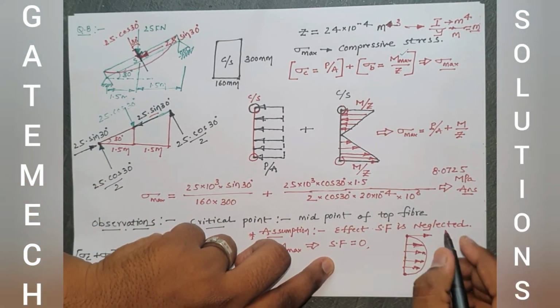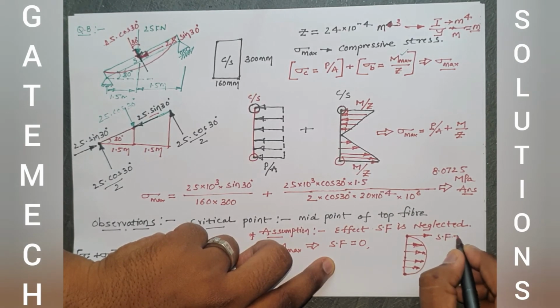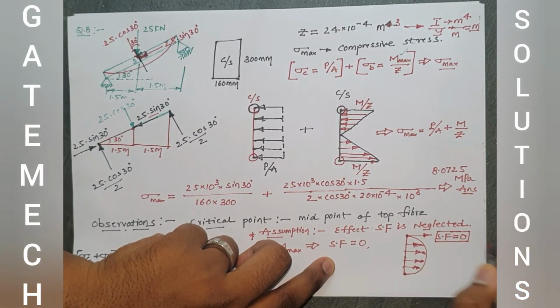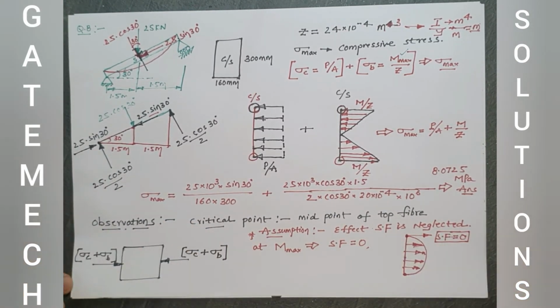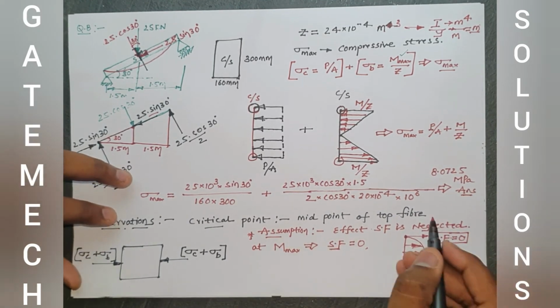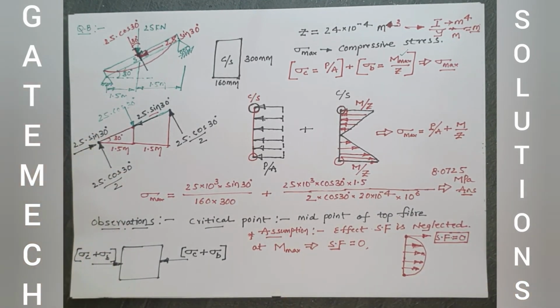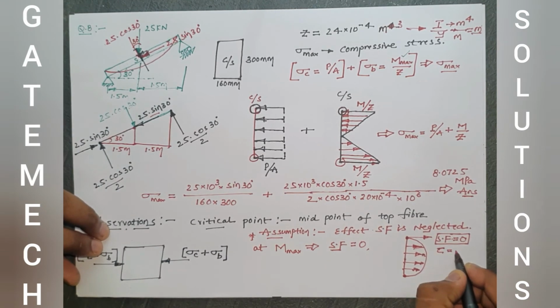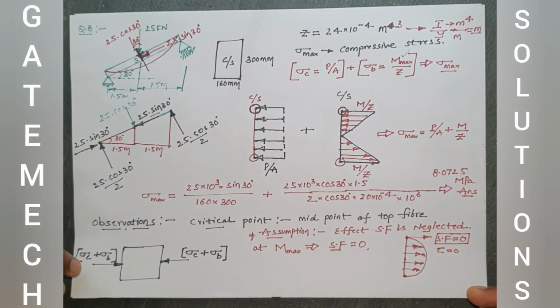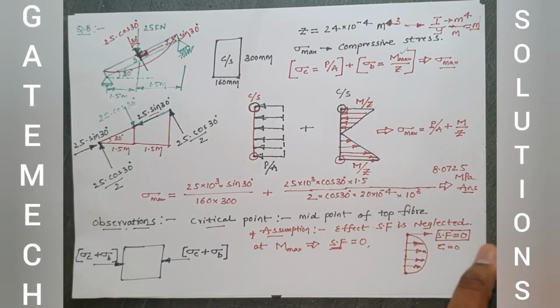So at the top or bottom points, the shear stress magnitude is 0. So at the maximum bending moment location, the shear force magnitude is 0, and the shear stress magnitude at the top point is also 0. So this is the reason why the effect of shear force can be neglected in the case of bending moment condition. How it will be 0, that I am going to prove in SFD BMD problems.